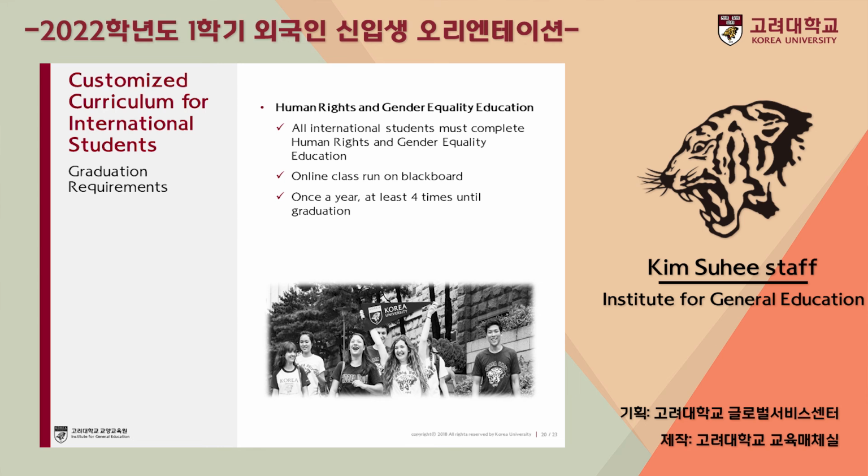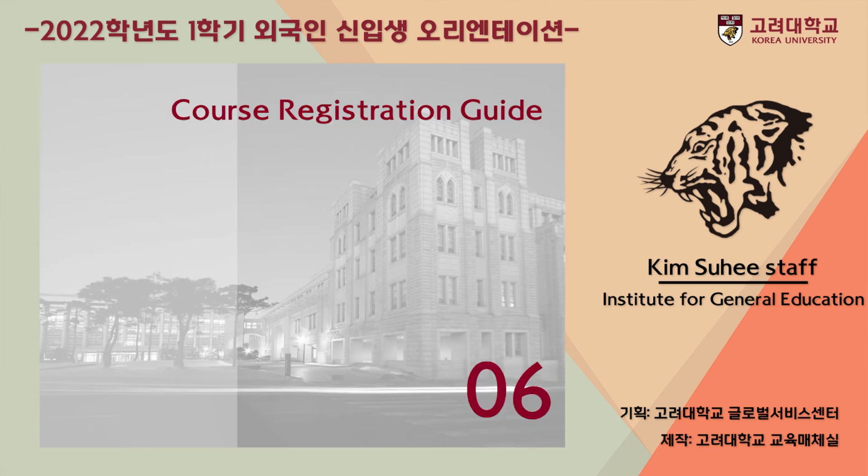All international students must complete human rights and gender equality education. It's an online class run on Blackboard, and you must take this course once a year, at least 4 times until your graduation. Last one is the course registration guide.